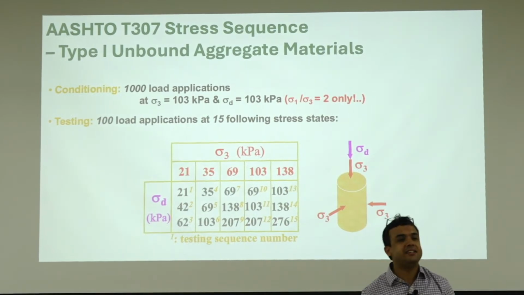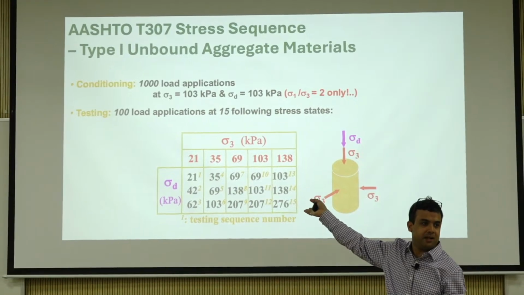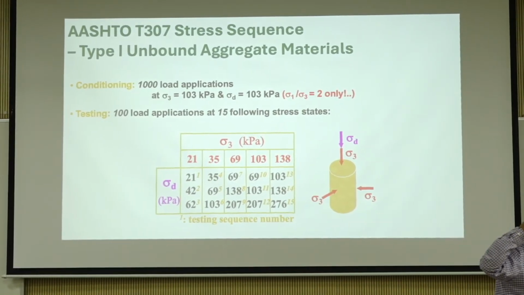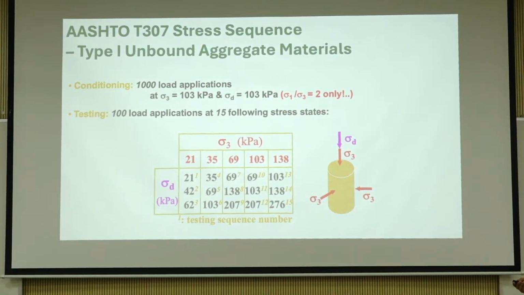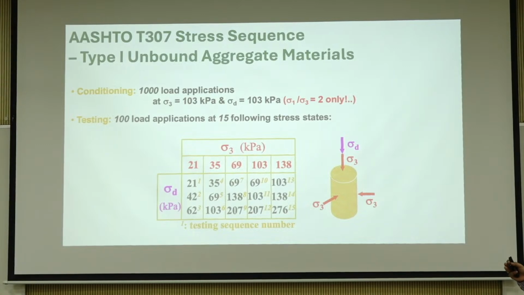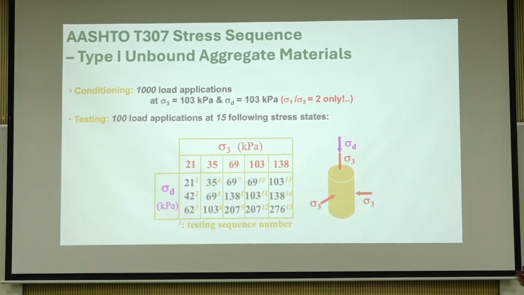What did I just say? I just said the psi numbers. You just divide by 6.89, you will get the kPa numbers. That's what I'm saying. Okay? That is what a full unbound aggregate test setup sequence, AASHTO T307, looks like. Make sense?